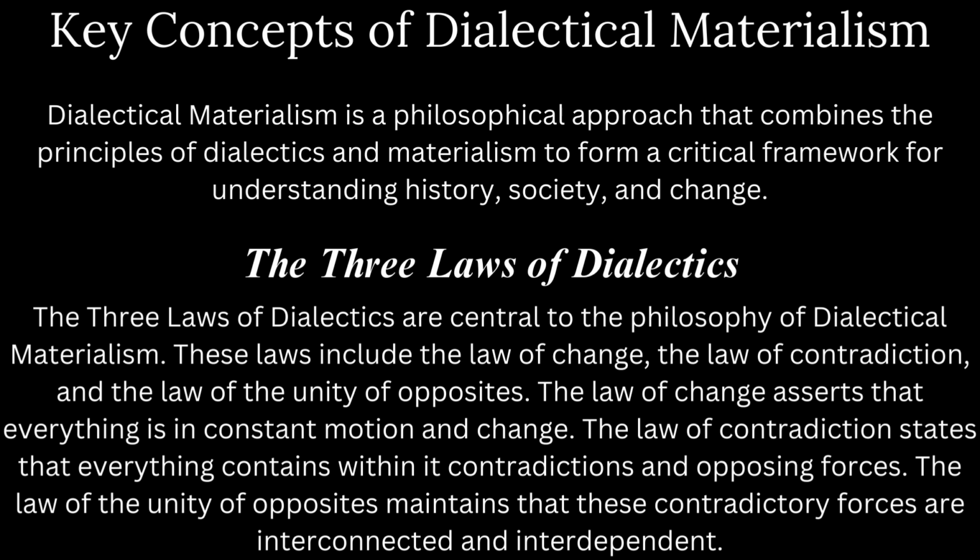The three laws of dialectics. The three laws of dialectics are central to the philosophy of dialectical materialism. These laws include the law of change, the law of contradiction, and the law of the unity of opposites. The law of change asserts that everything is in constant motion and change. The law of contradiction states that everything contains within it contradictions and opposing forces. The law of the unity of opposites maintains that these contradictory forces are interconnected and interdependent.